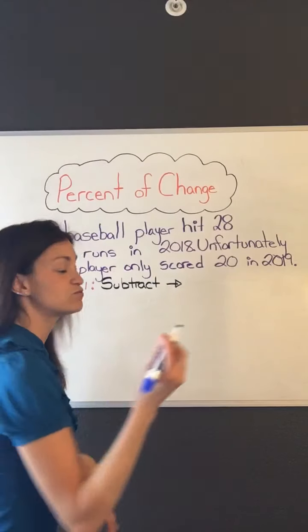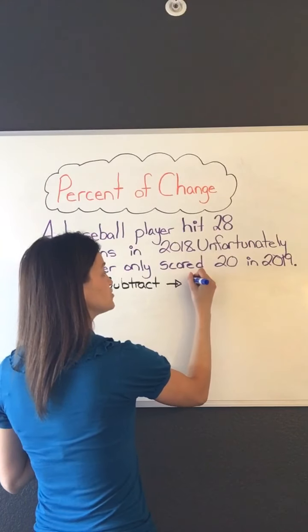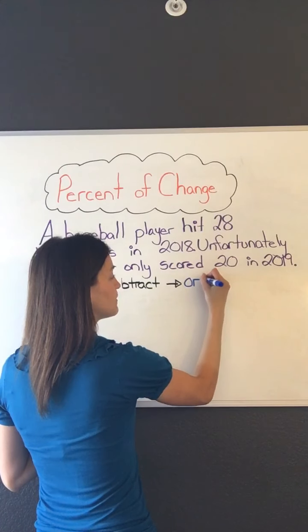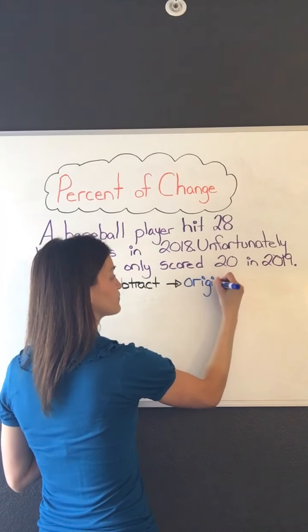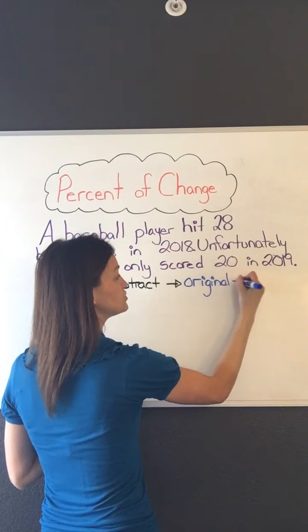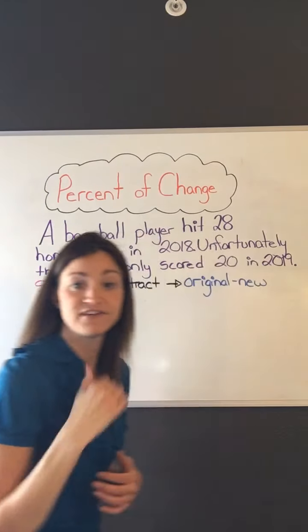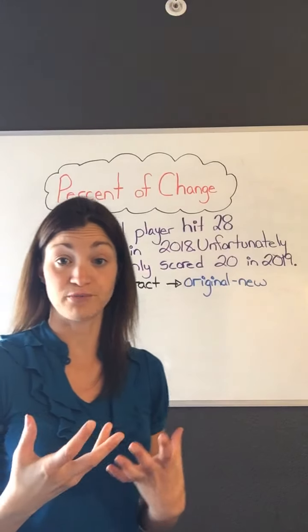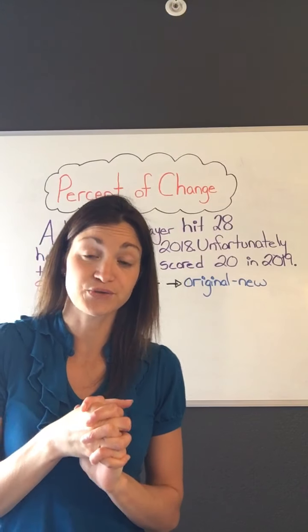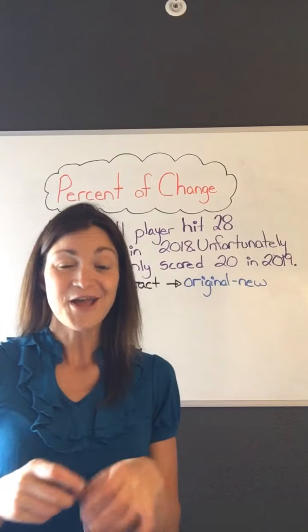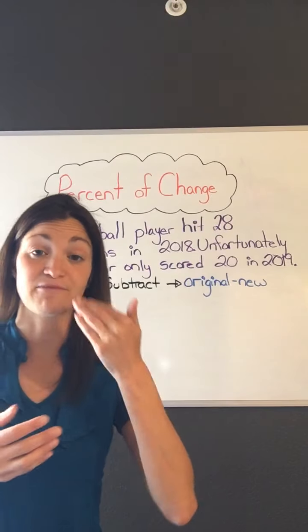So if we keep going, step 1 says to subtract. I would like you to write down original minus new. Original minus new. So obviously we can't dive into substituting unless you know what original means. Original has the root origin in it. So that means that it came first.